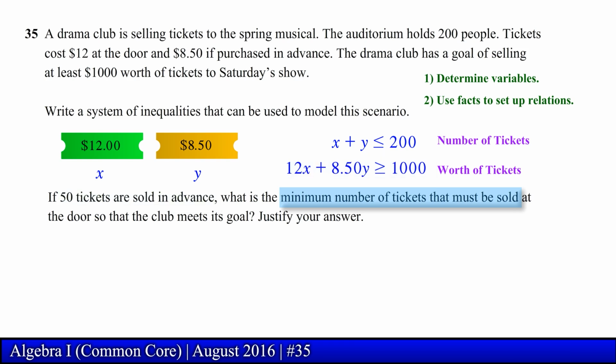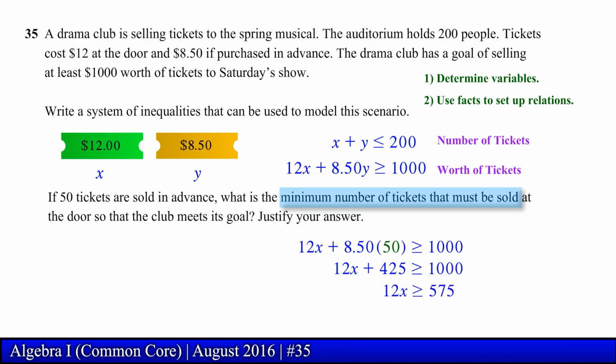So we substitute the value of y with 50 and simplify the inequality. Next, we go ahead and solve for x by subtracting 425 from both sides of the inequality. Then, we divide both sides by 12. In the end, we obtain x is greater than or equal to 48, after rounding to the nearest whole number, since we cannot sell a fractional portion of a ticket.